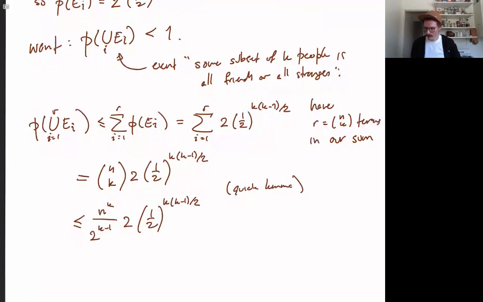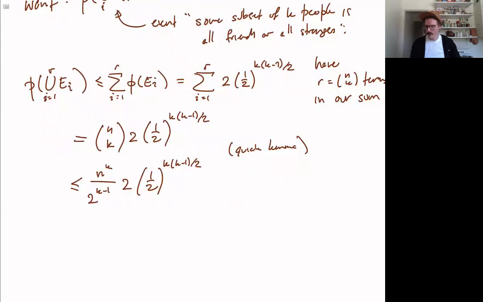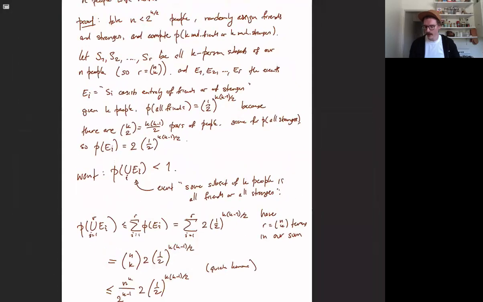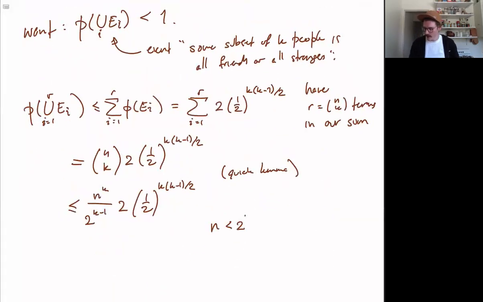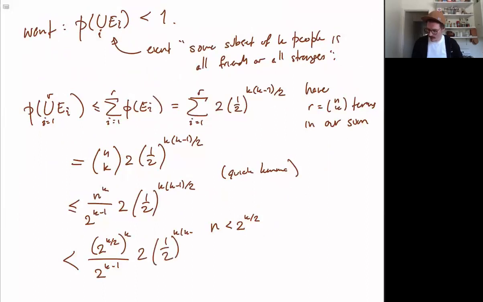And from here, we remember we assumed at the beginning that n is less than 2 to the k over 2. That's essentially the bound that we're putting on the Ramsey number. So since n is less than 2 to the k over 2, this is strictly less than 2 to the k over 2 to the k over 2 to the k minus 1 times 2 times 1/2 k minus 1 over 2. Cool. All right.